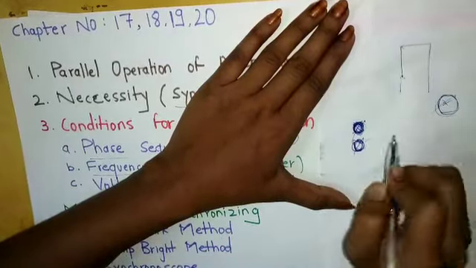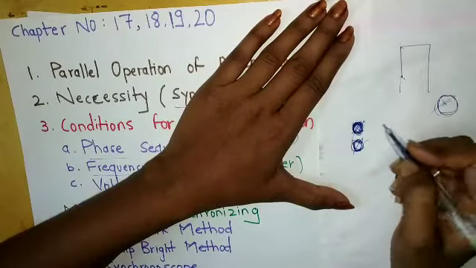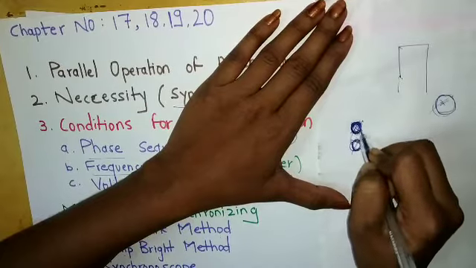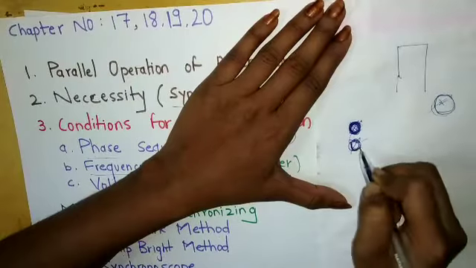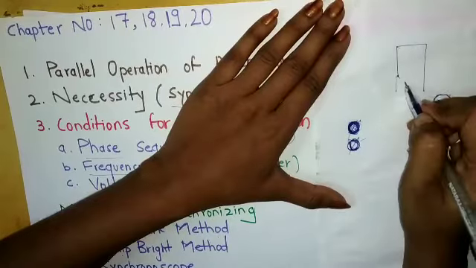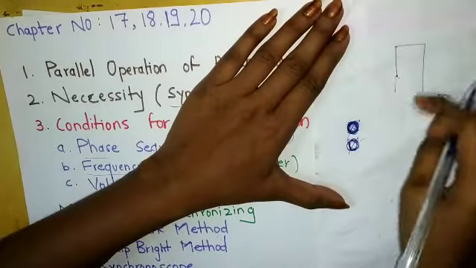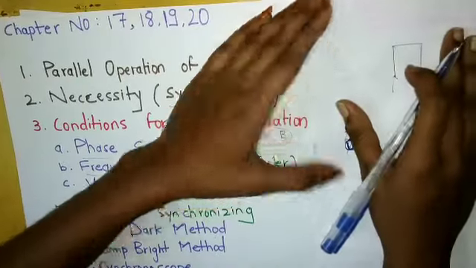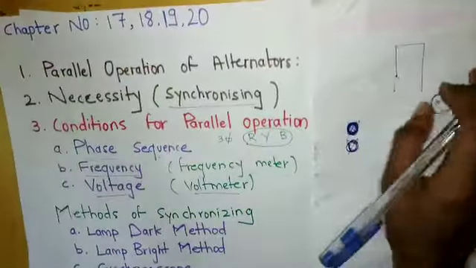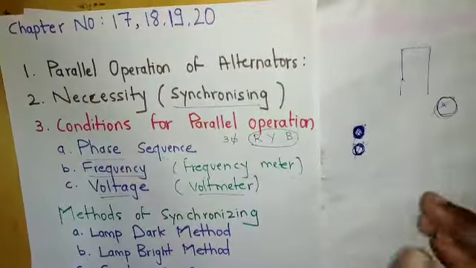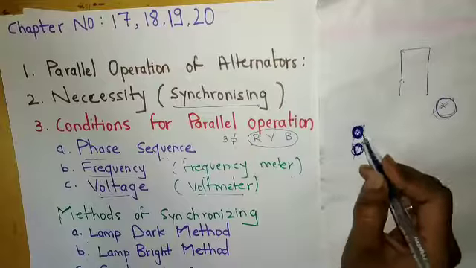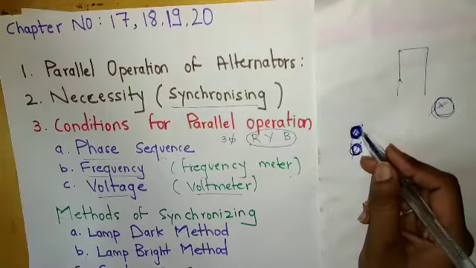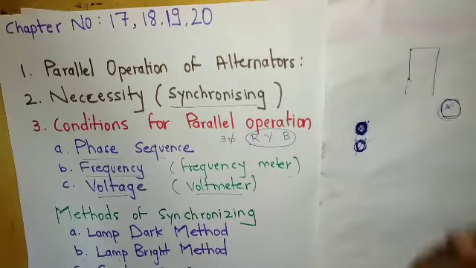Now third point, for maintenance purposes. If any maintenance is to be done on one alternator, the other alternator will supply this building. That means there will be no complete shutdown. So this is the main necessity of synchronizing the alternators. Did you get the point of what is meant by synchronizing the alternator? That means connecting another alternator in parallel with the existing alternator.